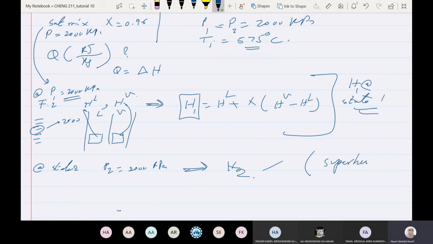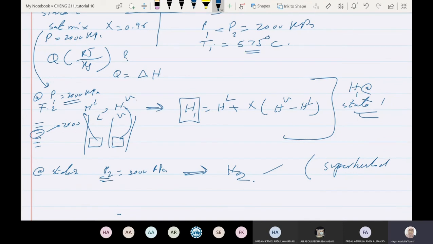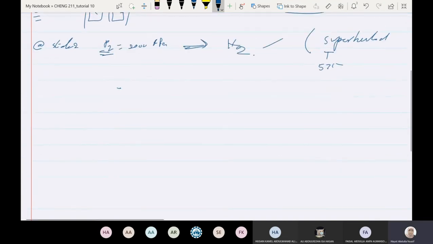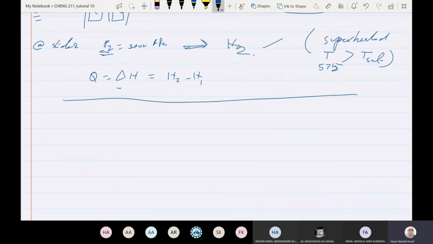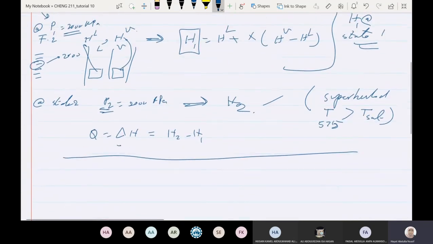If it is superheated, you will notice that at P2, the temperature that you have, which is 575, is greater than, just go upward, the temperature that we have in this question is greater than Tsat. And because it's greater than Tsat at this pressure, then it is superheated. And if this is the case, all you have to do is just to substitute in the Q equation, which is equal to delta H, that is H2 minus H1, which we found based on the given procedure. So that is basically this question.